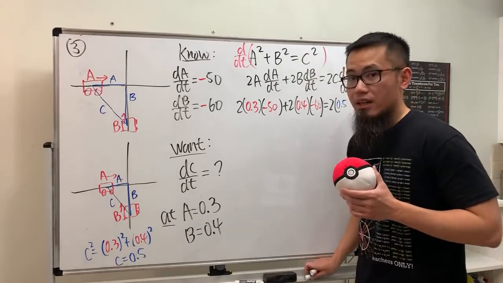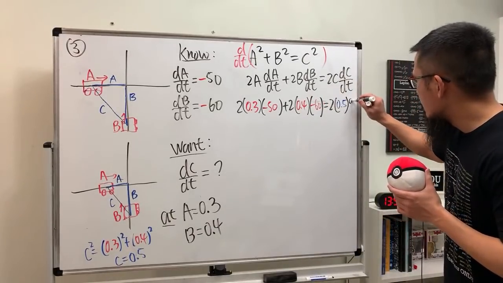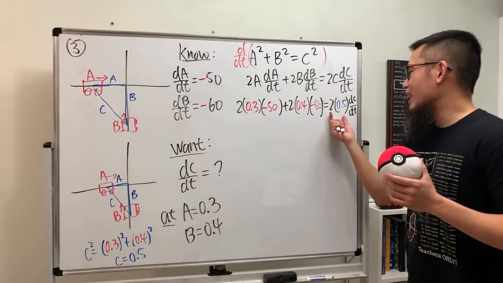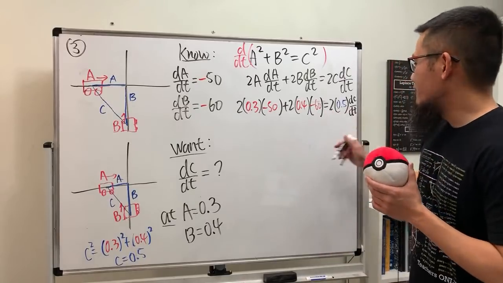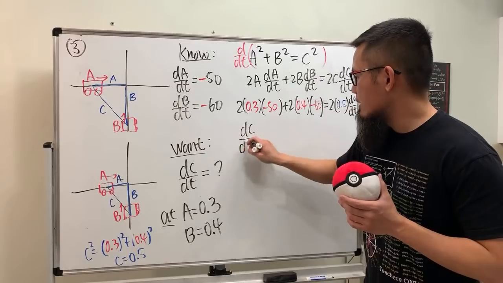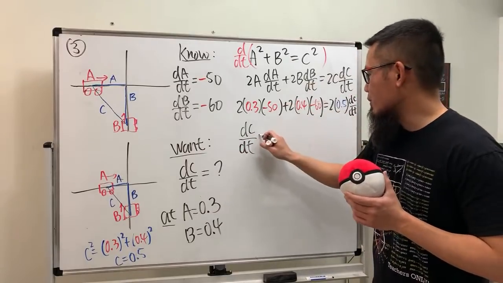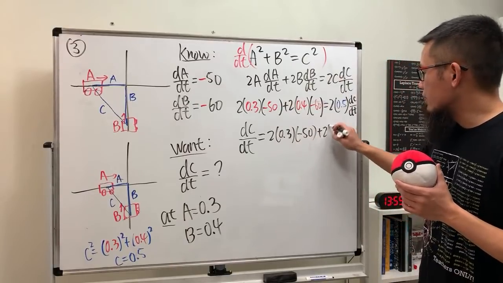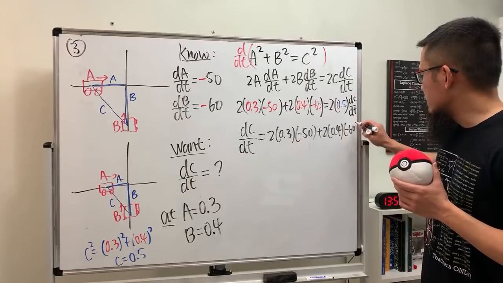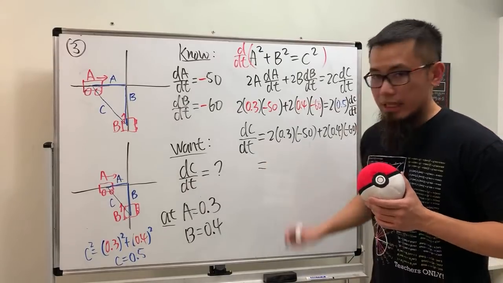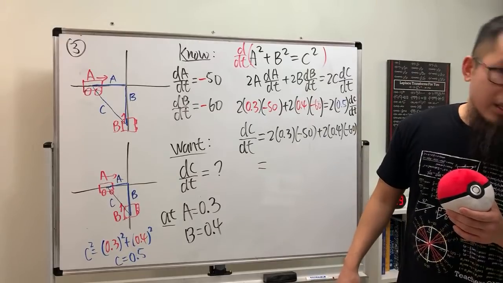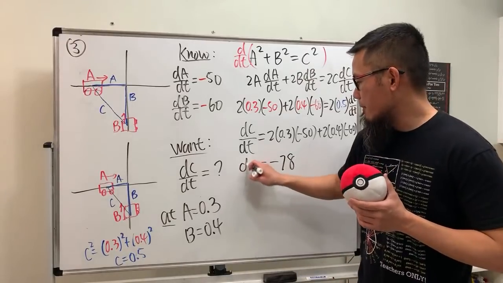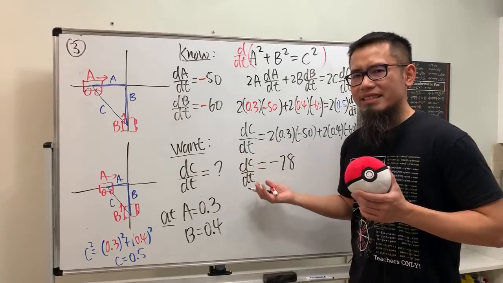And lastly, we have the dC dt. You see, 2 times 0.5 is what? It's just equal to 1. So in fact, dC dt, because this is just 1, it's just going to be all that. So I'm just going to write down 2 times 0.3 times negative 50 plus 2 times 0.4 times negative 60. Do all the work on your own, and then you will end up with negative 78. Negative 78.